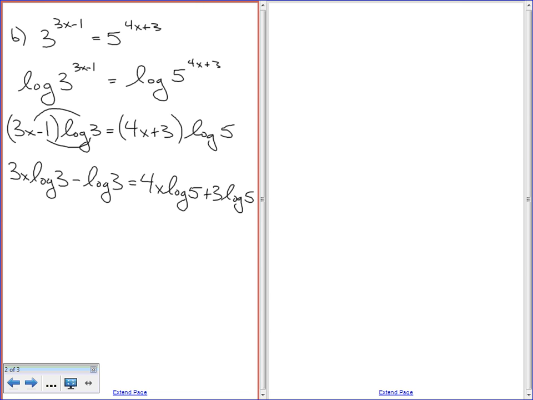And I end up with 4 terms. 2 of the terms have x's, 2 of them don't. I'm trying to solve for x, so I'm going to bring the ones that have x's to one side, the ones that don't to the other side. So I have 3x to the log of 3, subtract 4x to the log of 5. And on the other side, I have 3 times the log of 5 added to the log of 3.